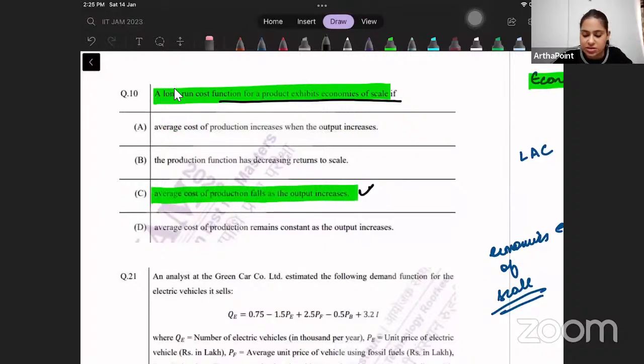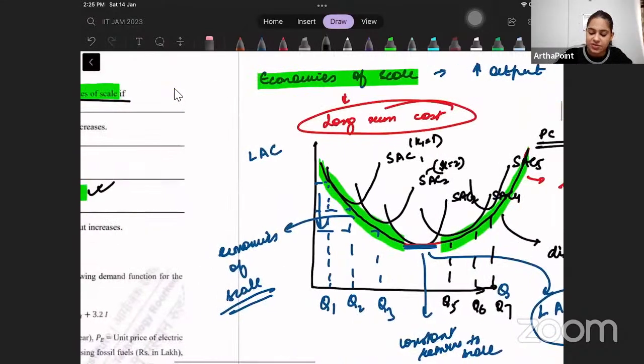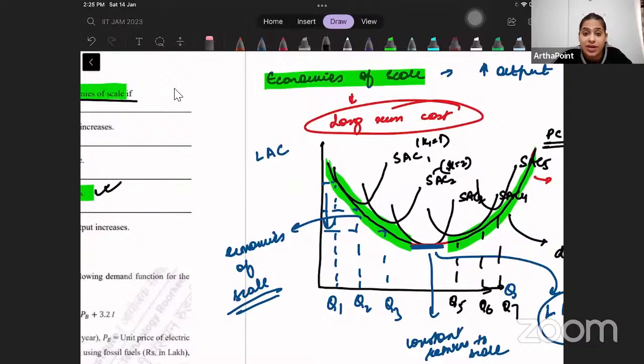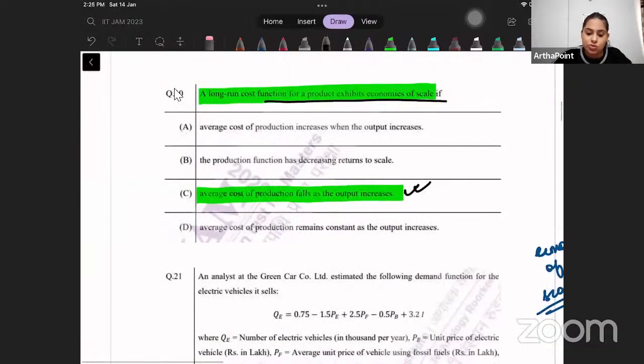Yes, this is the correct answer. I should be in this phase. This is where I should be, right? So the correct answer to this question is C. Average cost of production falls as output increases.